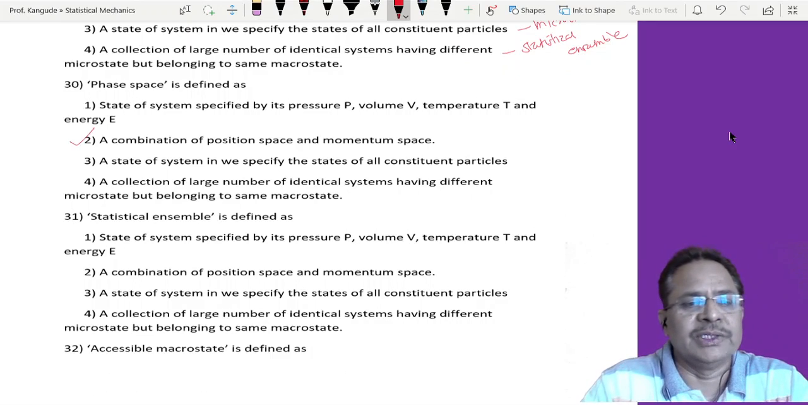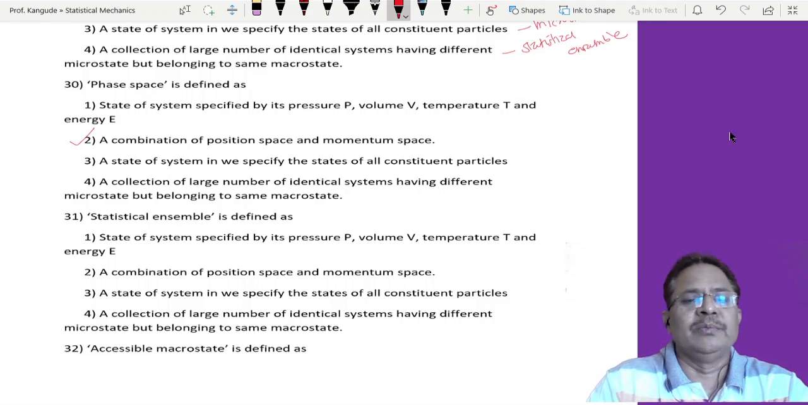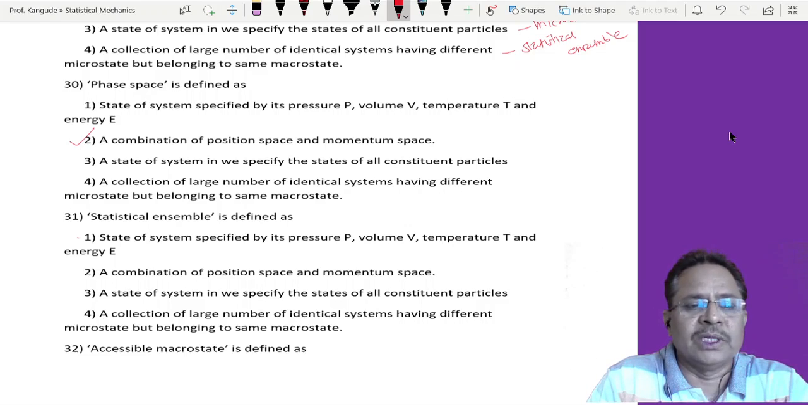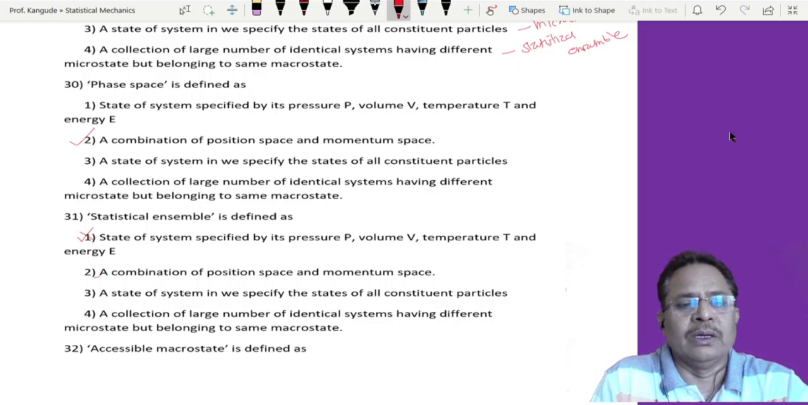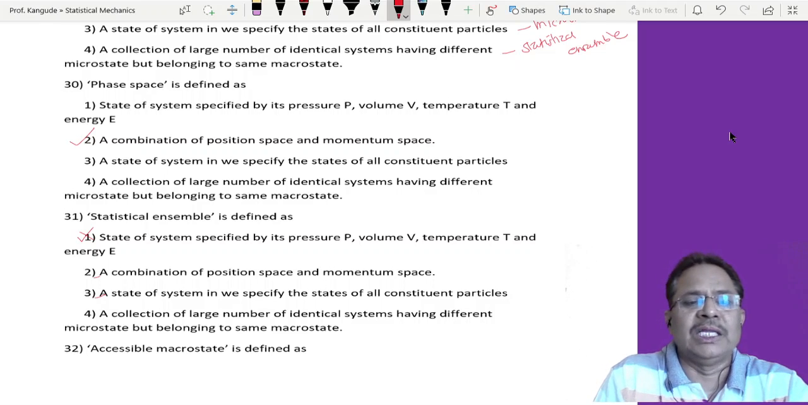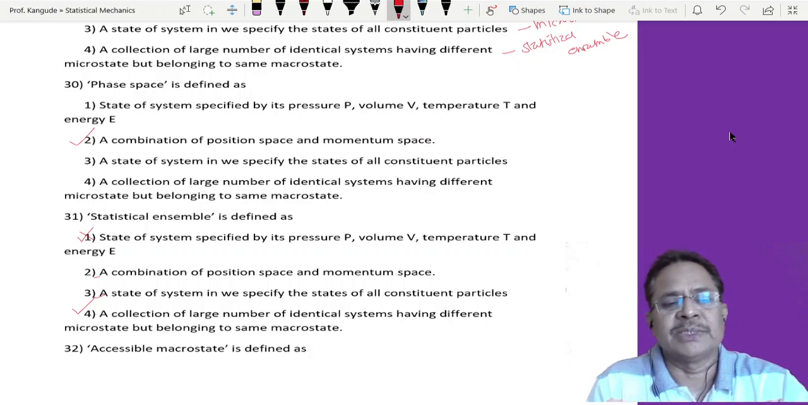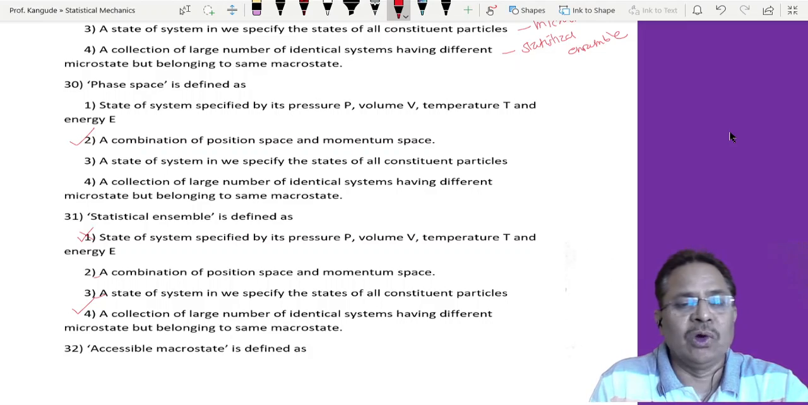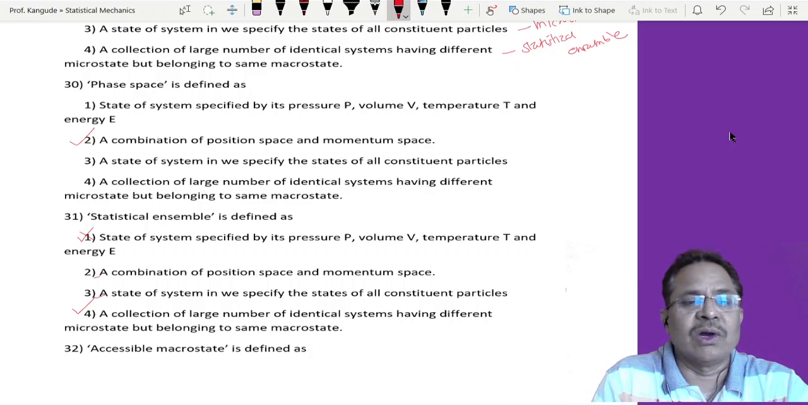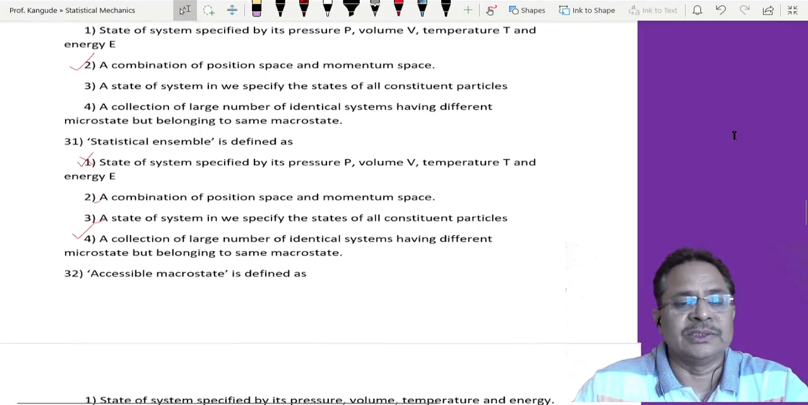We have already discussed all these things. Then statistical ensemble is defined as, again the options are the same, but here the first option represents a macrostate, the second option represents a phase space, and the third option represents a state of system that is called the microstate. Therefore option 4 is correct: a collection of large number of identical systems having different microstates but belonging to the same macrostate is called the statistical ensemble. This is the actual definition of statistical ensemble.